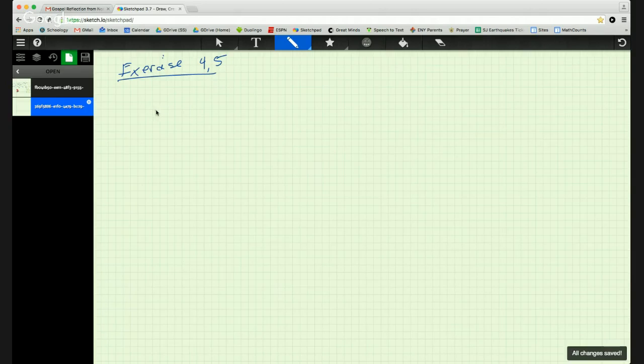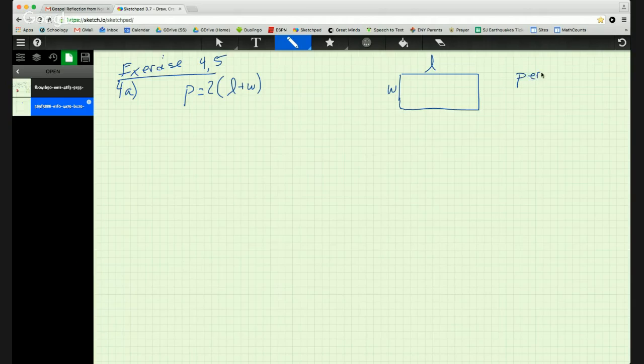So we're going to do 4A. Let's start with 4A. 4A says we have a formula, P equals 2 times length plus width. For those of you who want to know what this formula is, this is the perimeter of a rectangle. So the perimeter of a rectangle equals the length plus the width times 2.